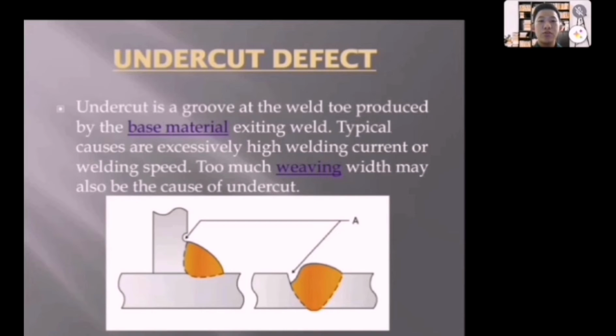Let's move on to the first welding defect, undercut. Undercut is a groove at the weld toe produced by the base material melting away. Typical causes are excessively high welding current or welding speed. Too much weaving may also be the cause of the undercut. The picture below is an example of undercut.